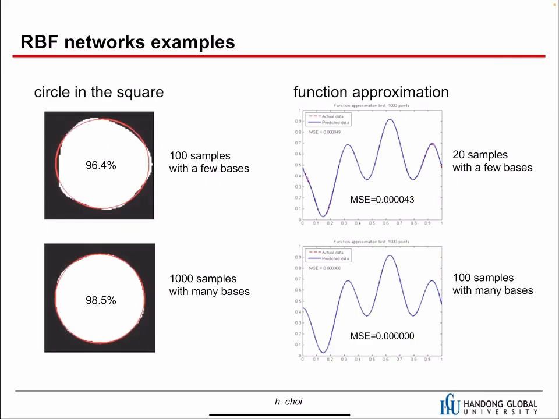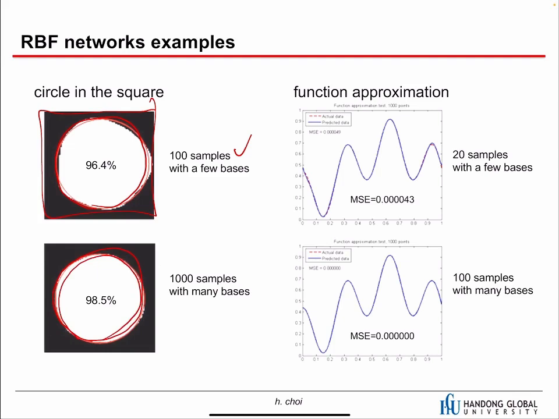And we have some nice examples. The first one is a circle in the square. In this square, we have a circle, and we have a lot of samples. Based on these samples, we have to estimate this circle. If we increase the number of samples, then we can increase the number of basis functions. Then this estimate would be close to the actual circle.